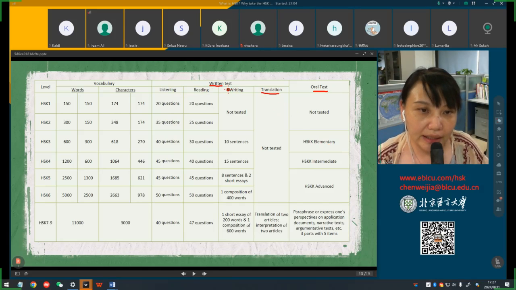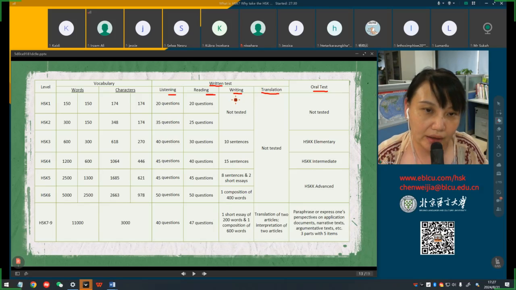So for the written test, it has listening, reading, and writing 3 parts. For HSK 1 and HSK 2, they do not require Chinese character writing, so you only need to do the listening and reading parts. You don't need to do the writing part.